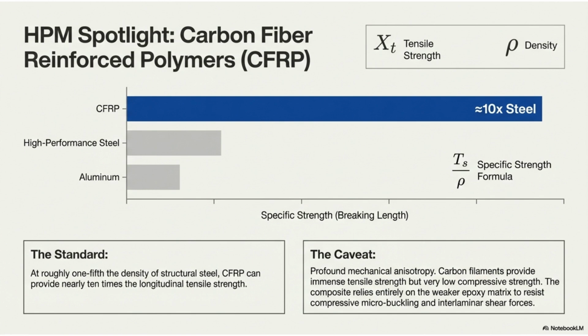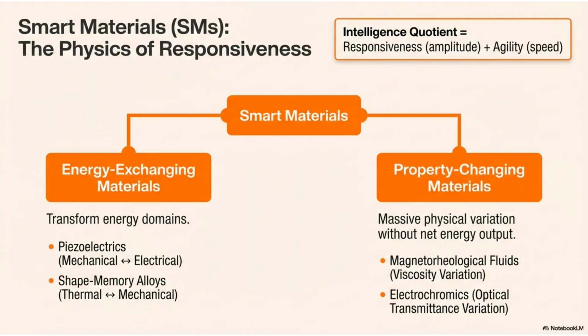Carbon fiber reinforced polymers, or CFRPs, are another high-performance standard. They are roughly 1/5 the density of structural steel, but provide nearly 10 times the longitudinal tensile strength. However, their mechanical anisotropy means they rely on the weaker epoxy matrix to resist compressive forces. Moving to smart materials, their intelligence quotient is based on responsiveness and agility.